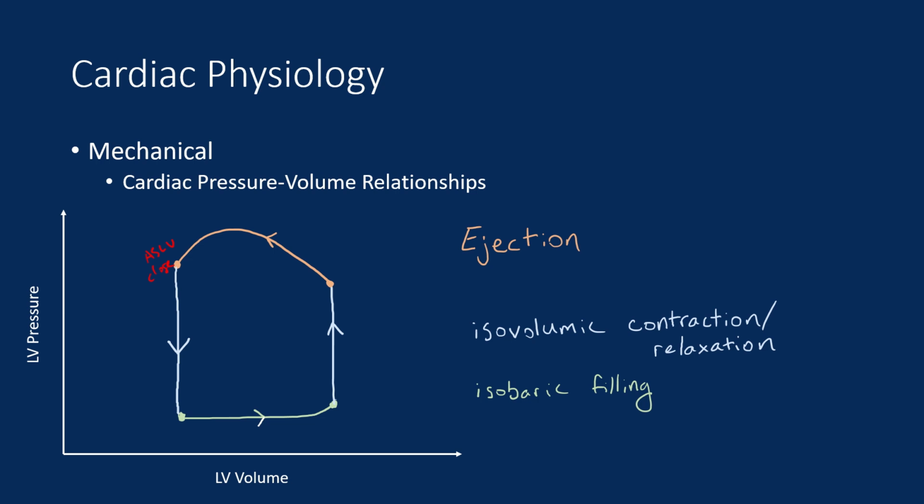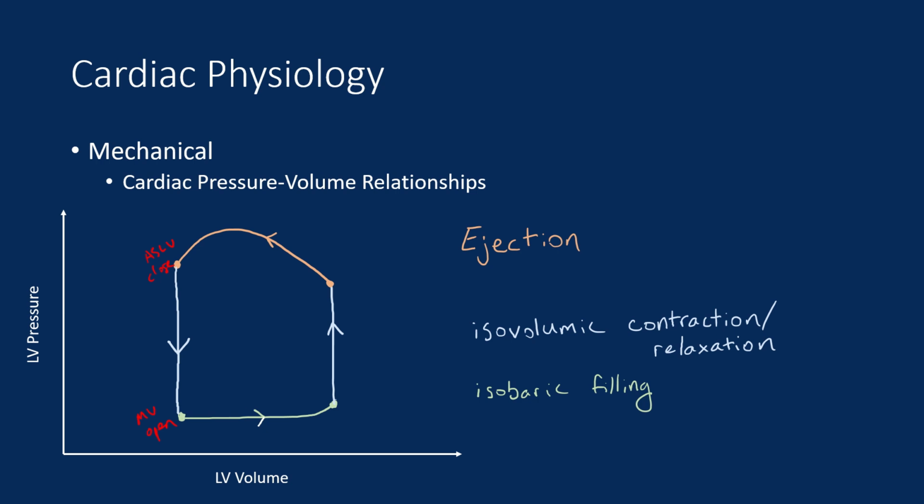So now we have a closed aortic semilunar valve, and we have a closed mitral valve. With both valves closed, again, there's nowhere for any blood to go, so the volume will be held constant. Again, we have an isovolumic or constant volume process, but in this case, we're now relaxing the ventricle, so pressure is decreasing. And again, pressure will decrease until the pressure within the atria exceeds the pressure within the ventricle, and the mitral valve will open. And then we're back at our starting point.